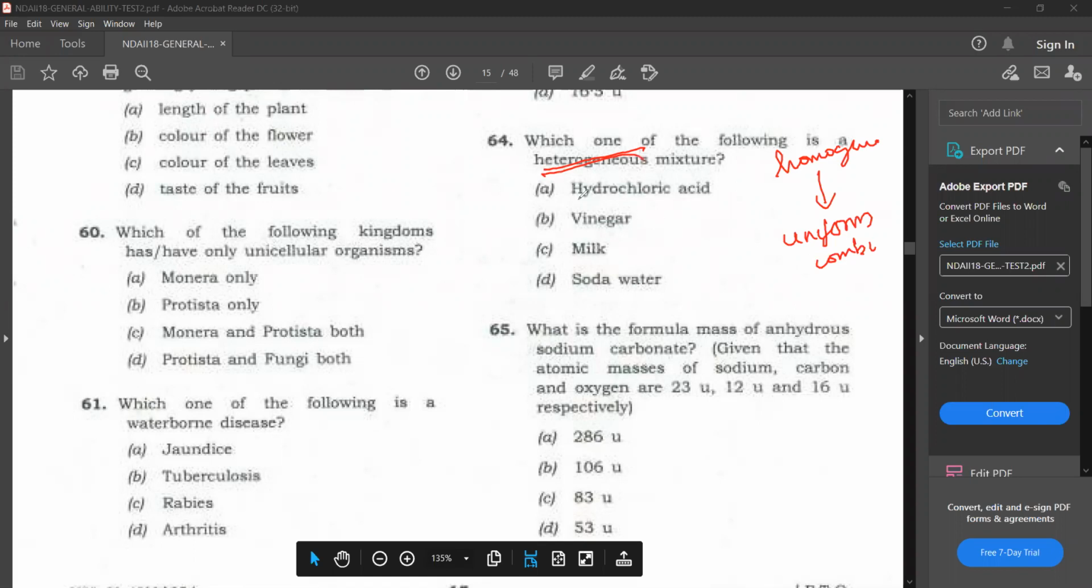Here hydrochloric acid is a homogeneous mixture because it has a uniform composition. Vinegar also has uniform composition. Soda water also has a uniform composition. So these three are homogeneous, but they are asking for heterogeneous. The heterogeneous mixture is milk, because milk has carbohydrates, fats, proteins, etc.